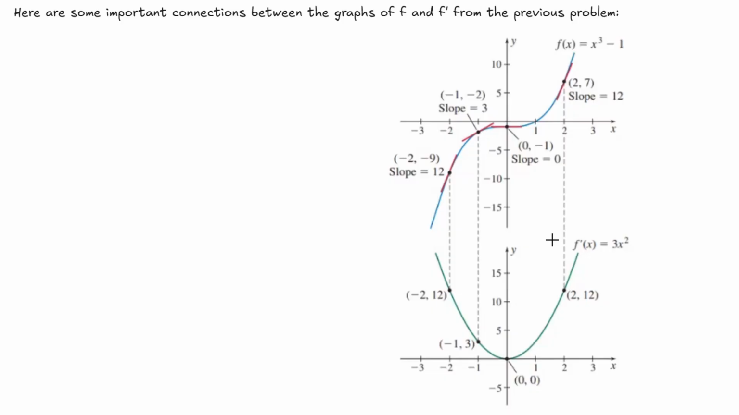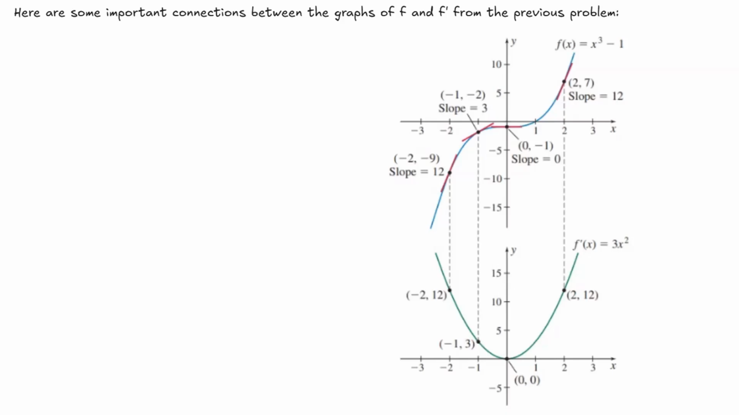And also notice that the slope of each tangent line to the graph of f is the y-coordinate of the corresponding point on the graph of the derivative f prime. So for example, at this point, -2, -9, the slope is 12. Well, if we go down to that point on the graph of the derivative, its y value is 12. Similarly, this point, slope is 3. On the derivative, the y value is 3. And this continues in like manner.